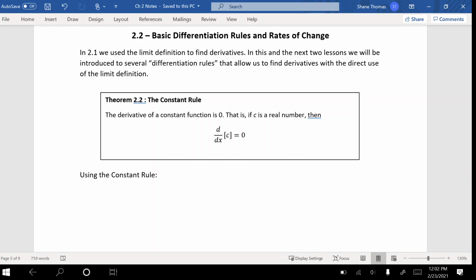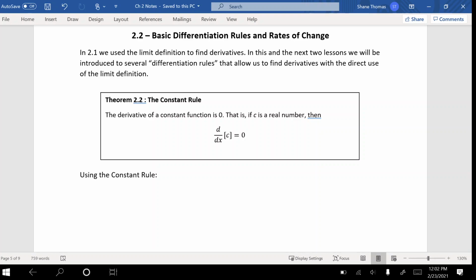Alright, so in 2-1 we used what's called the limit definition to find the derivatives. This and the next two lessons will introduce several of the differentiation rules that allow us to find derivatives without direct use of the limit definition. So these ones are going to save us a lot of time.